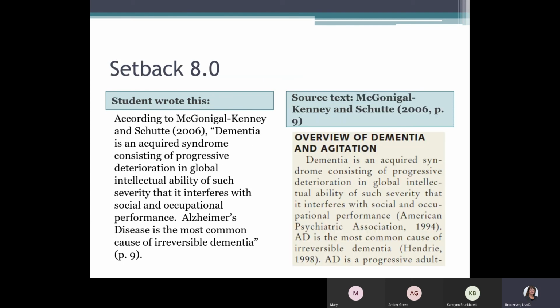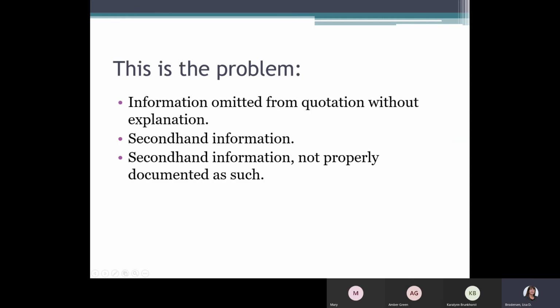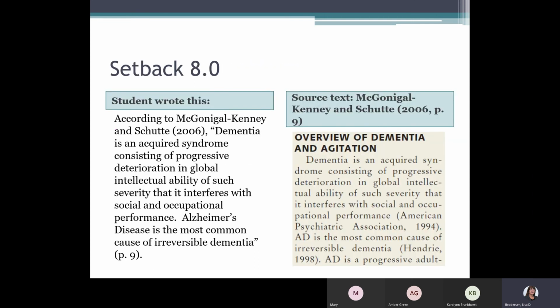Okay, here's a variation. Let's see. Oh, I'm sorry, no. This is just a new setback. So what the student wrote was, according to McGognall and Kenny and Schutte, dementia is an acquired syndrome, et cetera, et cetera, et cetera. So we've got a long quote here, and it's based on this source text from the article by McGognall, Kenny, and Schutte. And again, here you could just write McGognall. Oh no, I guess it's two authors, so you'd have to cite both of them. So et al. would not be an issue.